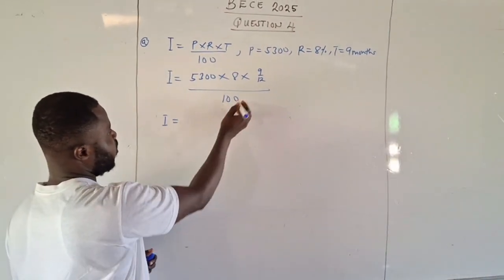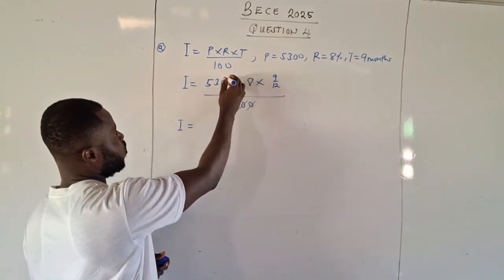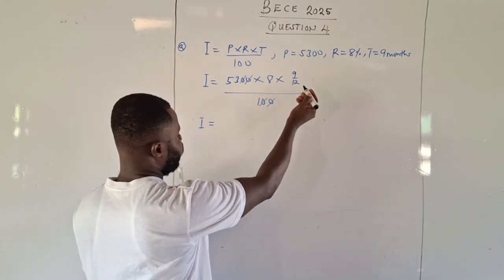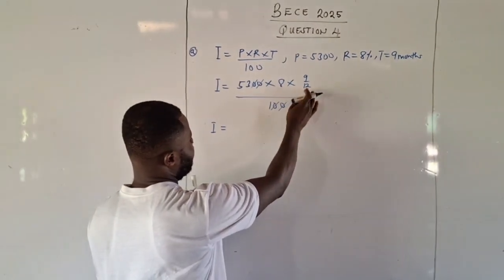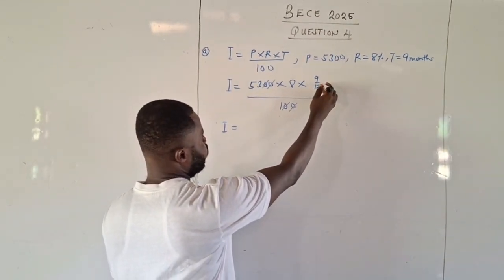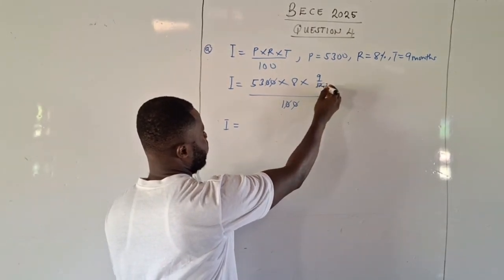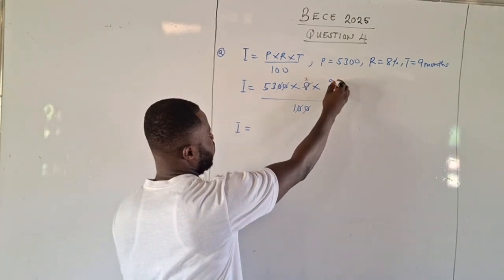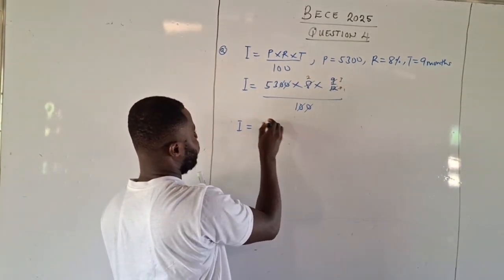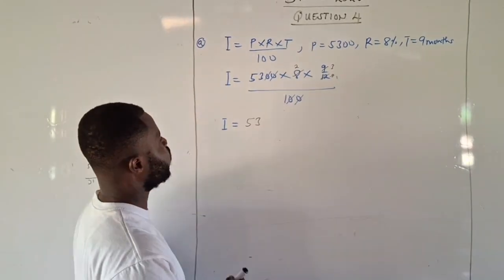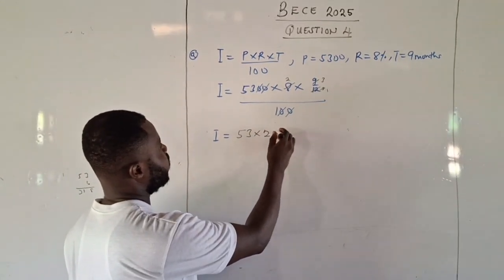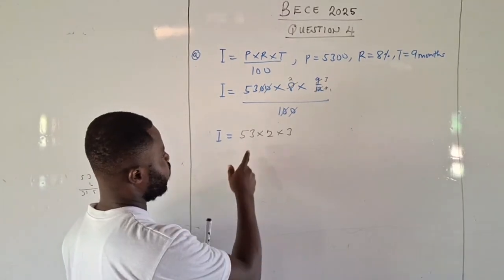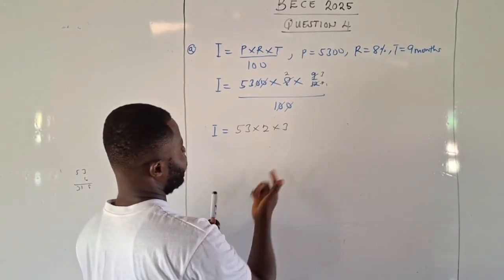Now, as we see here, we can cross out these two zeros with the two zeros here. Now we find a number that can divide the 8 and the 12, which is 4. So 4 goes into 8 two times, and 4 goes into 12 three times. Now 3 can also divide itself, 1, and go into 3. So now we have our 53 times the 2 left times the 3. Yes, so we multiply 53 by 2 times 3, which is 6.